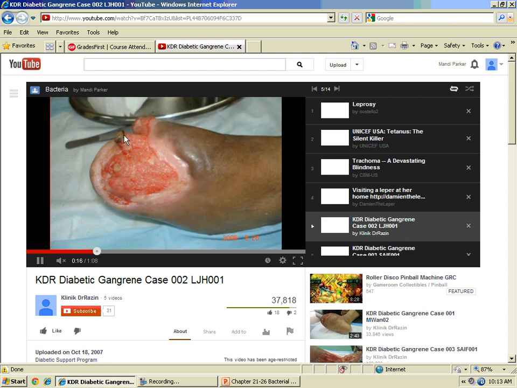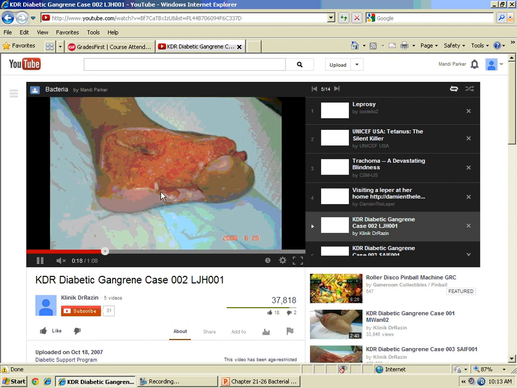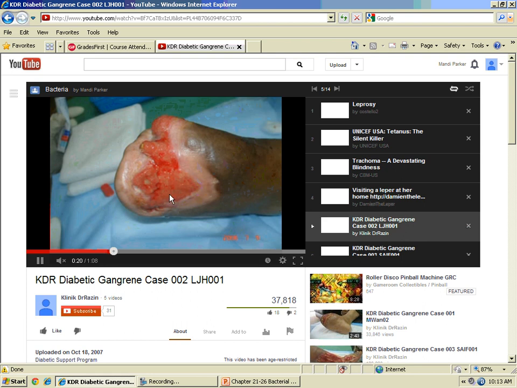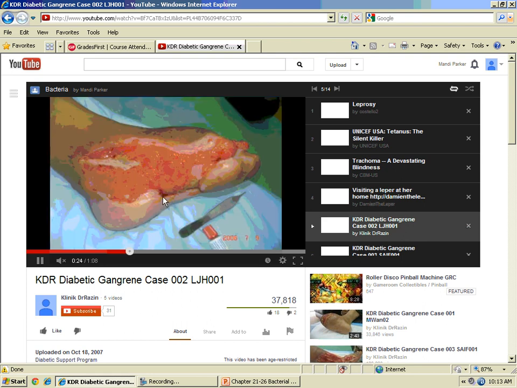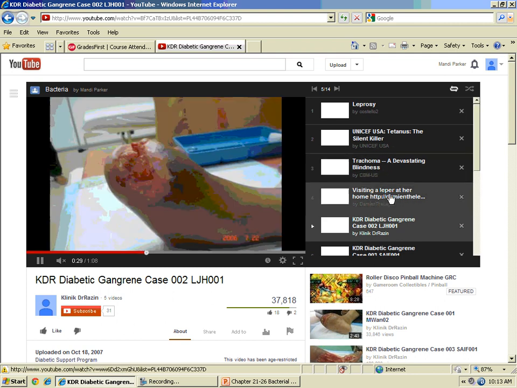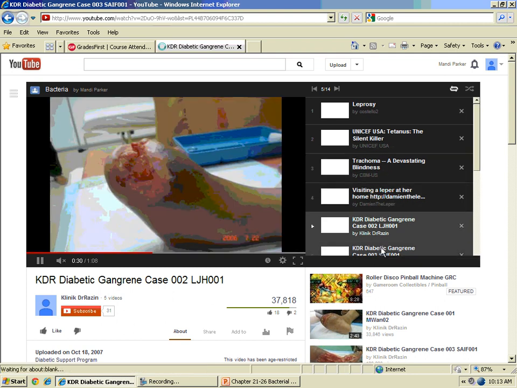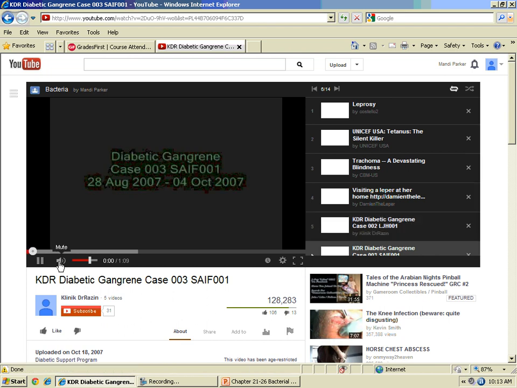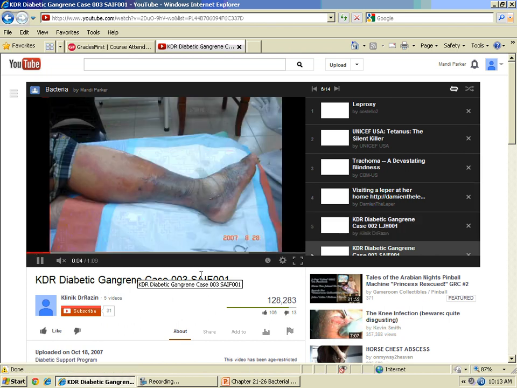So now this has already been cleaned. Those are bones sticking out. This has already been treated by a doctor cutting dead tissue away. This is not gas gangrene. This is just somebody's foot that they're working on. Okay? So let's go to a different one. I couldn't remember which one I clicked first. I think this is the different one.